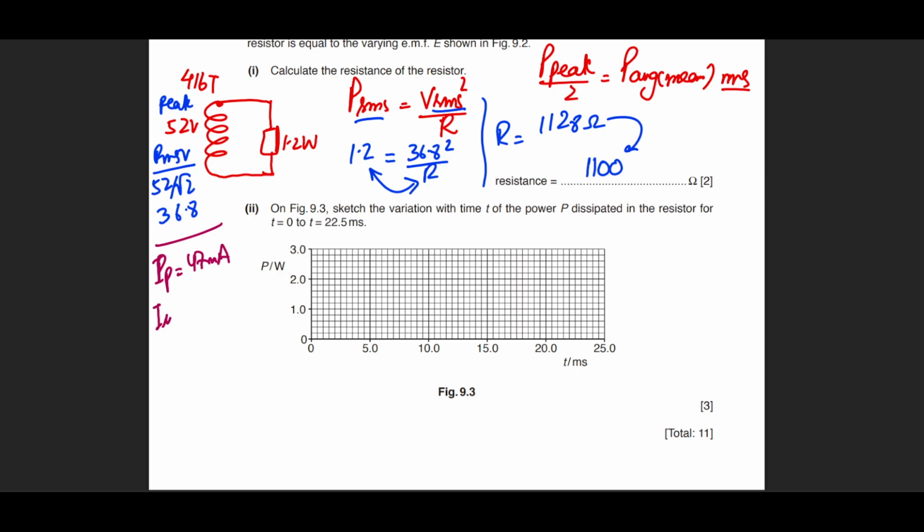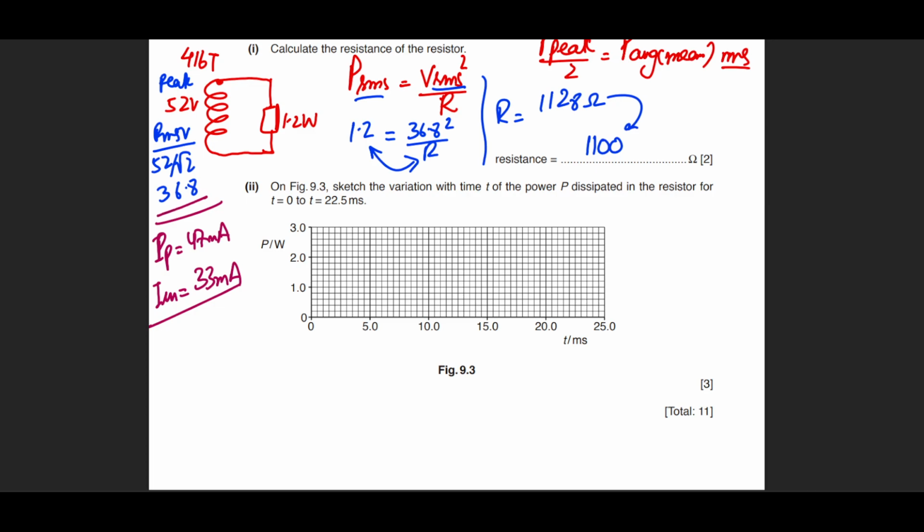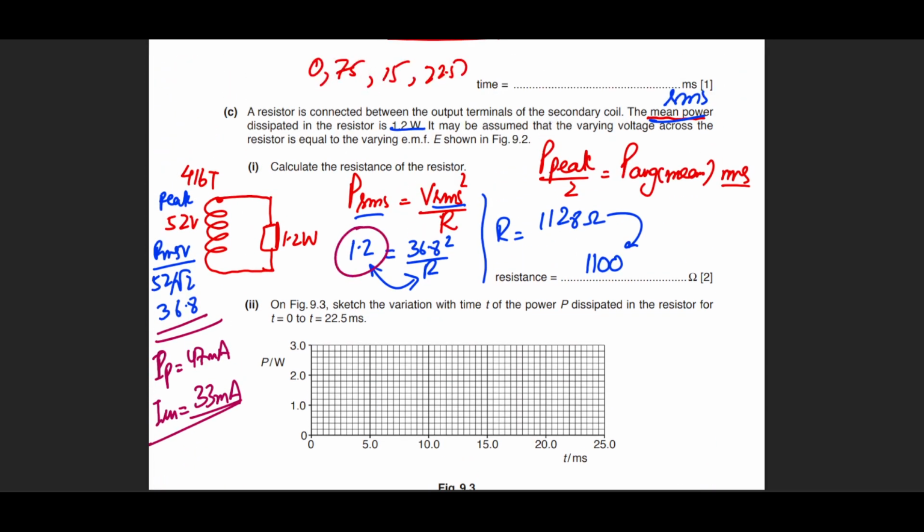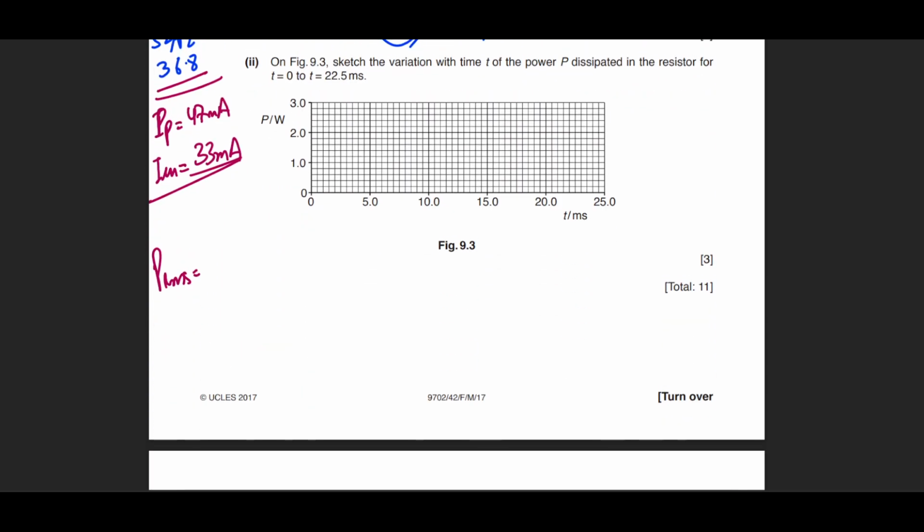I could have found the IRMS of this as well by dividing this number by root 2. This comes out as 33 milliamperes. Notice what will happen at this point. So we have RMS voltage, we have RMS current. Let's find out the RMS mean power. This should come out as 1.2. Let's try that. So we have 36.8 volts multiplied by 33 milliamperes.